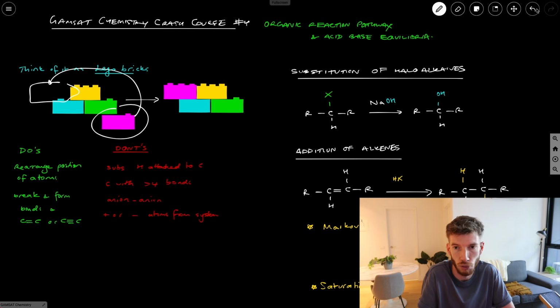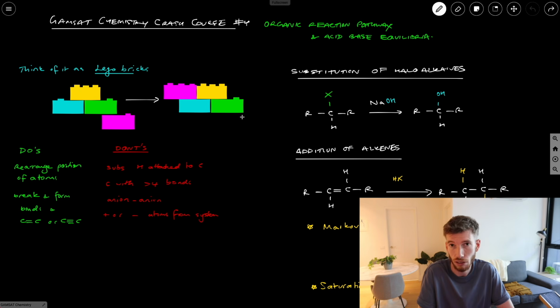And this helps remove the need to rely on too much rote learning or memorization of things. I've also put a quick list of do's and don'ts. Do's are going to be things like rearranging the position of atoms. That can happen in an organic pathway. We've seen that here. You can also break and form bonds, and that also includes the formation and the breaking of double bonds and triple bonds as well.